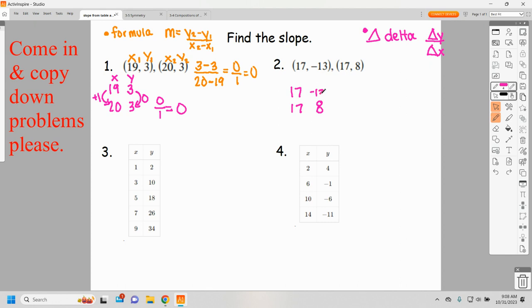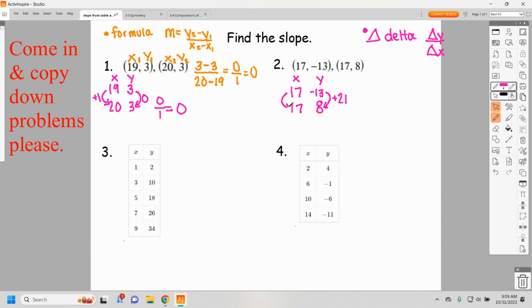All right. Now, to find my change in my y's, I'm looking from negative 13 to 8. So I'm going up, so that's a positive. Now, guys, basically, you just ask yourself, how far is it from negative 13 to 0? Well, that's 13. How far is it from 0 to 8? Well, that's 8. 13 plus 8 is going to give you your answer. That's 21. So I went up 21.